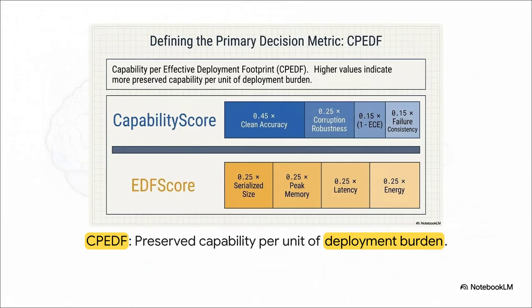And all of that builds directly into their ultimate metric, CP-EDF, which stands for Capability per Effective Deployment Footprint. This is essentially the holy grail of their experiment. It pits that capability score against the harsh realities of deployment: serialized size, peak memory, latency, and energy use. The higher the CP-EDF value, the more useful capability is preserved per unit of deployment burden.